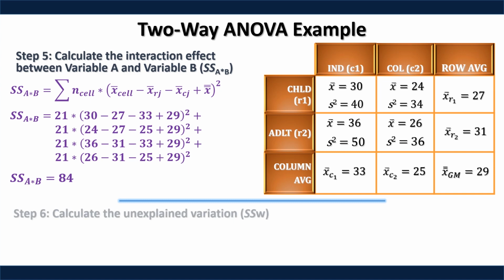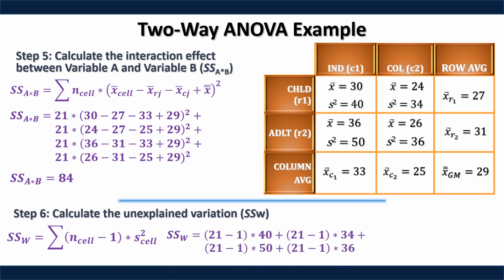In step 6, we calculate the within group or unexplained variation. We do this by multiplying the variance of each cell by that cell's sample size minus 1 and adding those products together.